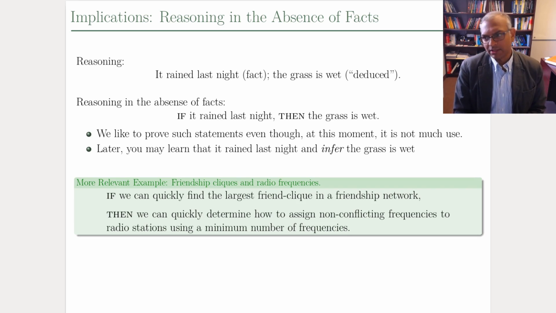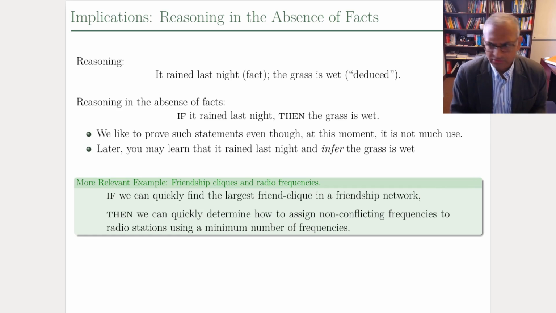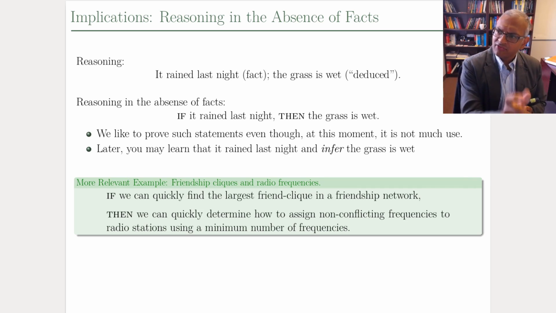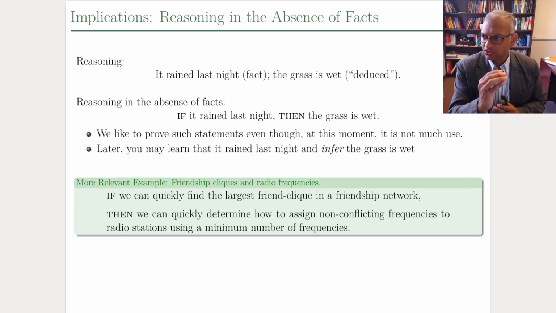And the challenge here is that, certainly I could assign a different frequency to each radio station, but I want to assign as few frequencies as possible, because I want to use a limited amount of bandwidth. So these two problems look completely unrelated. But imagine if I proved the implication that if I can find the largest friendship clique, then I can find non-conflicting frequencies for radio stations efficiently. So if I can do one, I can do the other.